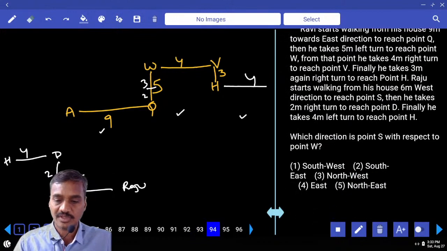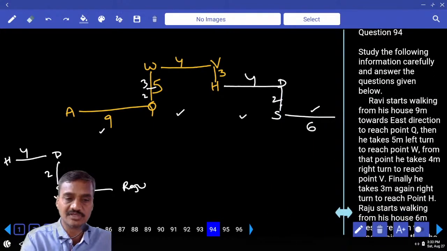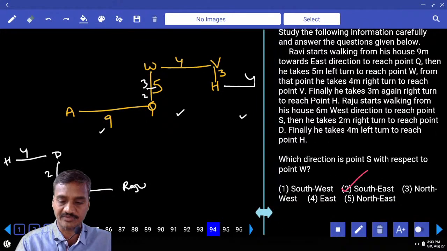Then 94. Which direction is S with respect to W? S with respect to W, S is in which direction? From W, south and east, so southeast. And southeast is choice 2 for question number 94.